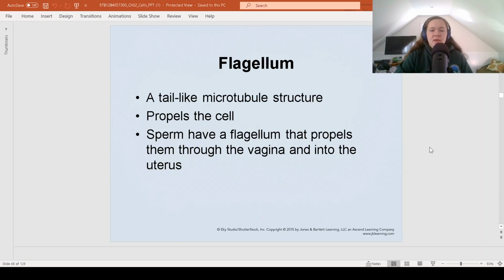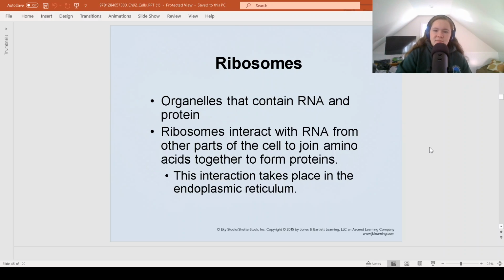The flagellum is a tail-like microtubule structure. It propels the cell, and sperm have a flagellum that propels them through the vagina and into the uterus. Swim boys is what I call them.